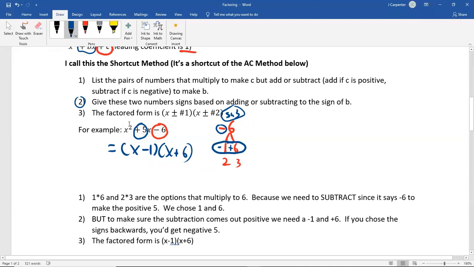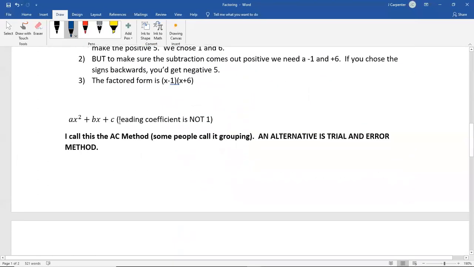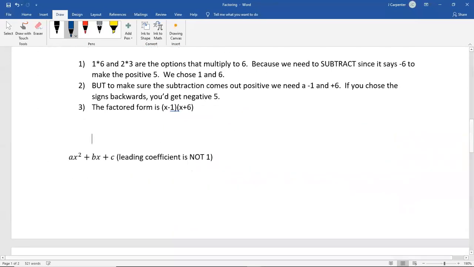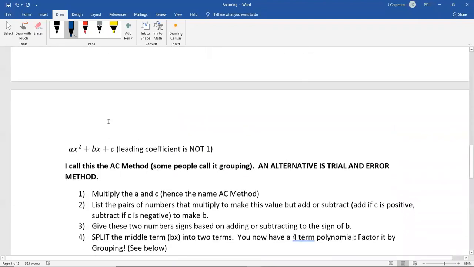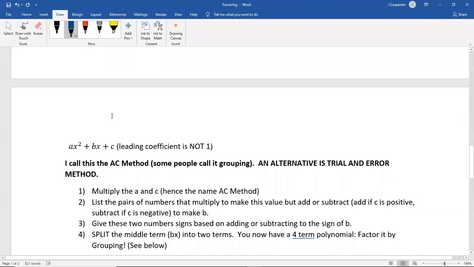So that's our shortcut method, when the leading coefficient is a 1, when there's no number in front of it. Next up we have the AC method. Again, please write this stuff down. Don't just look at it and think you've memorized it already. That's probably not the case for most of you.